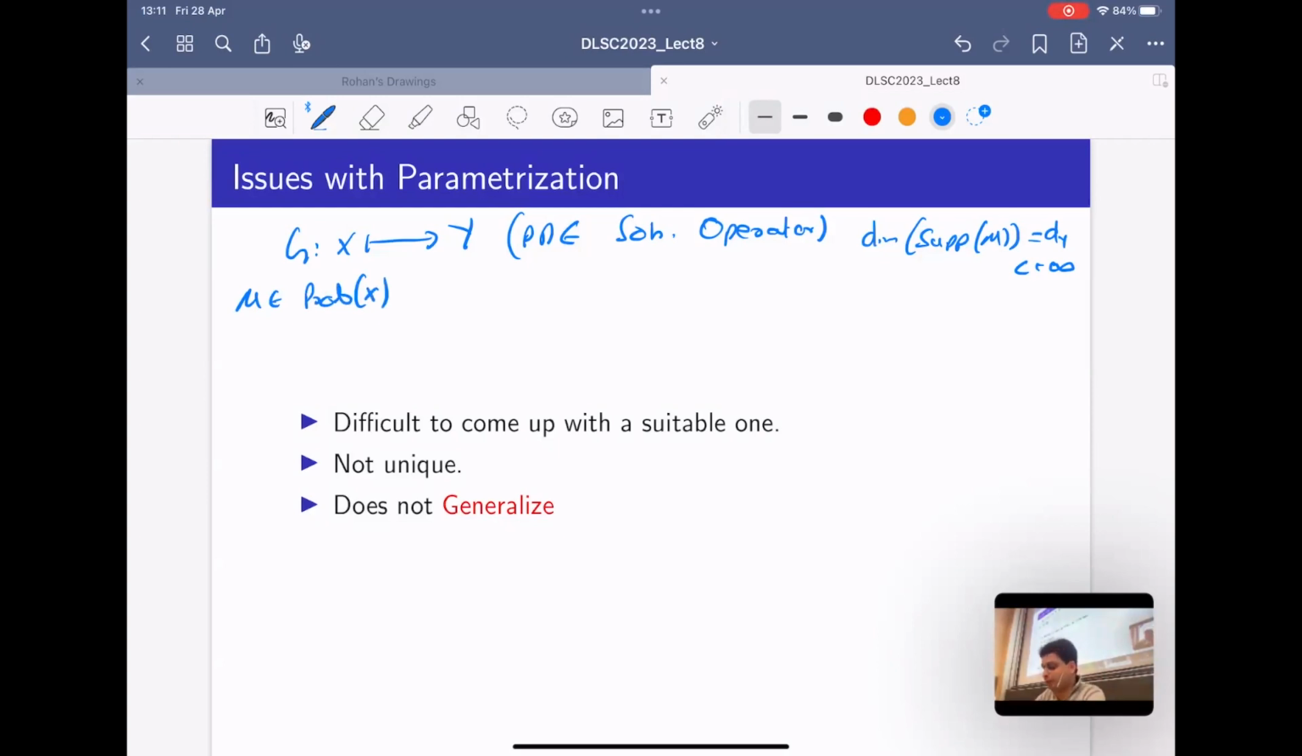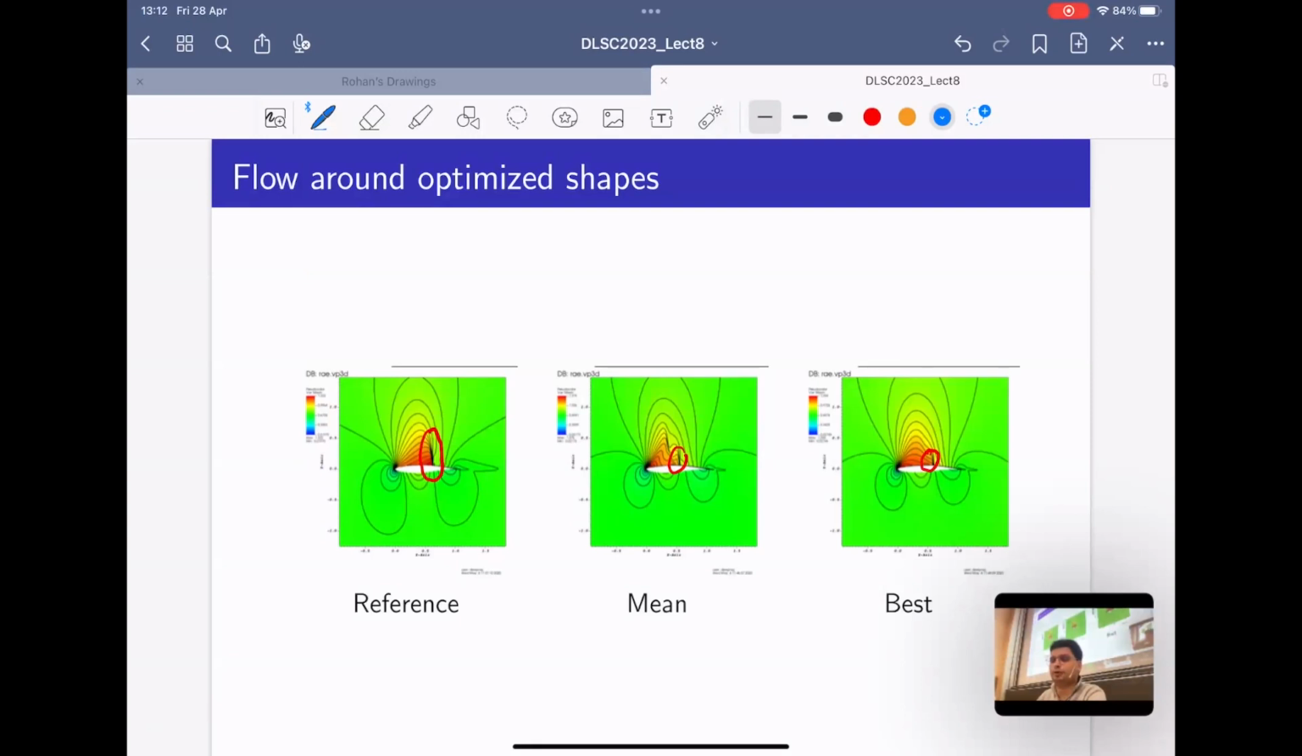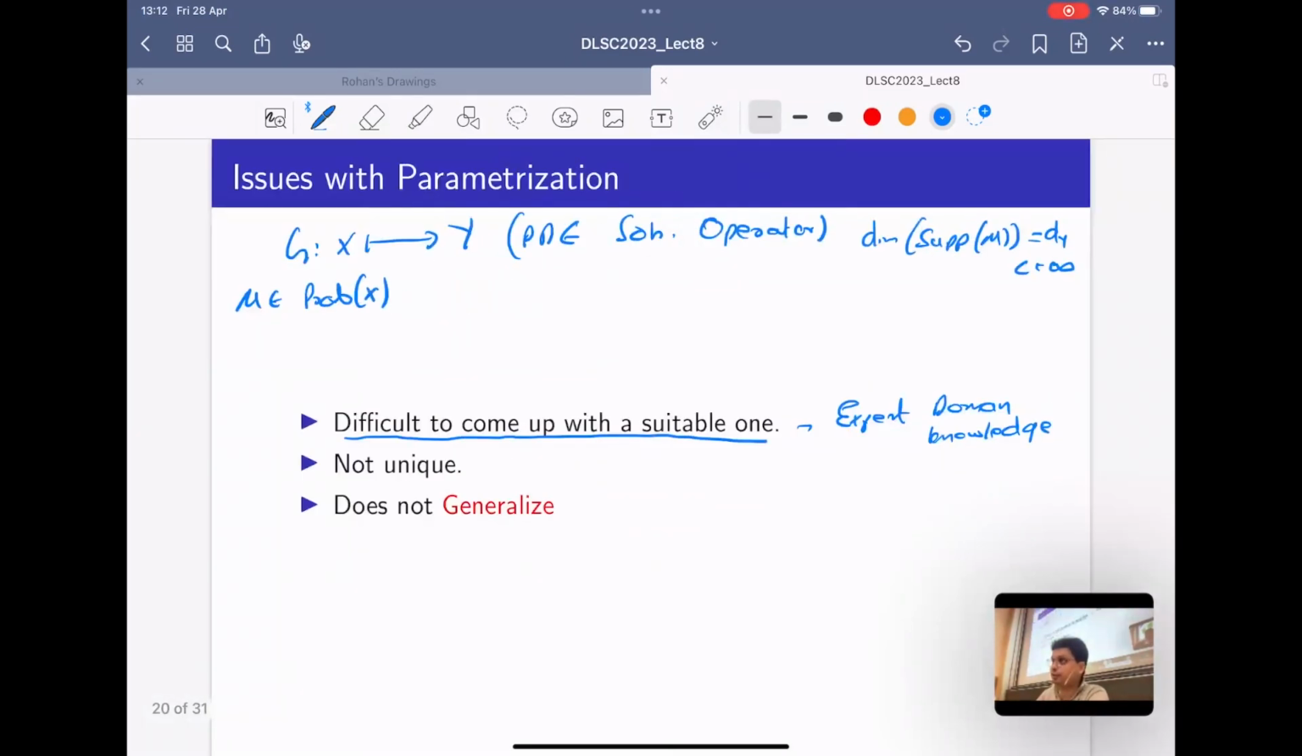So what is the issue with these parameterizations? First of all, as I said, it's very difficult to come up with a suitable one. It takes expert domain knowledge, right? So for instance, for the aerodynamics examples, the ones that we just looked at, there's a lot of expert knowledge. At the moment, there are exactly 2 parameterizations. You can imagine how many aircraft are manufactured, how many companies do it, and yet there are only 2 parameterizations. So it takes quite a bit of time to build up that expert knowledge. So when you have new fields or new problems that need to be solved, it is intuitive to think that it is difficult to come up with a suitable parameterization.